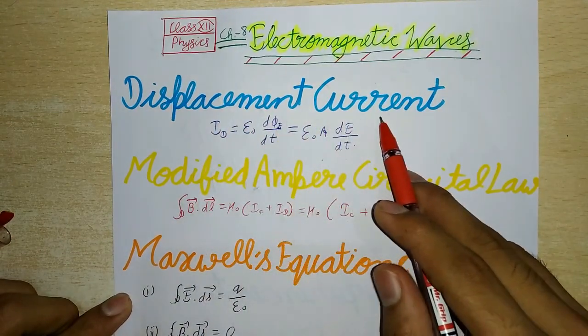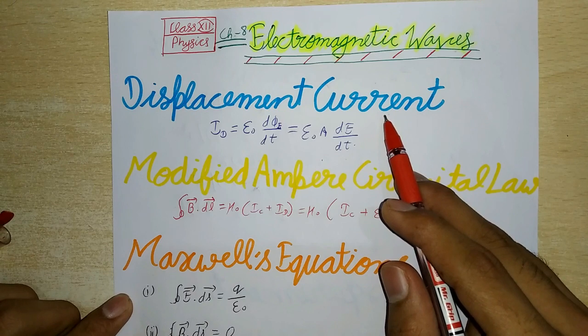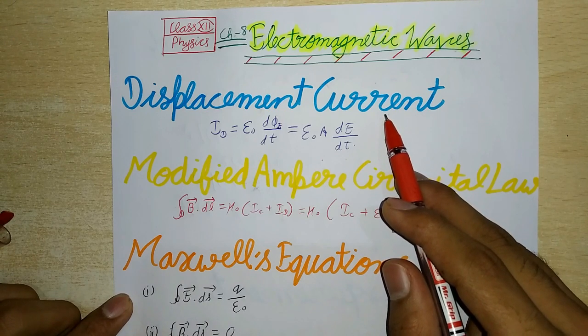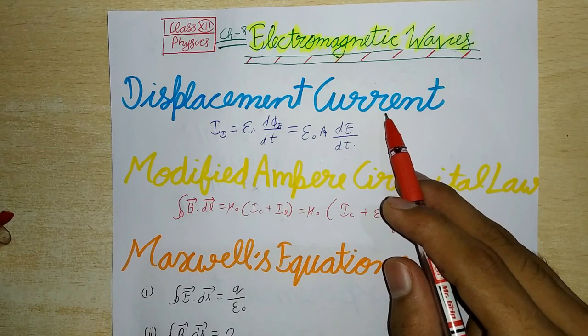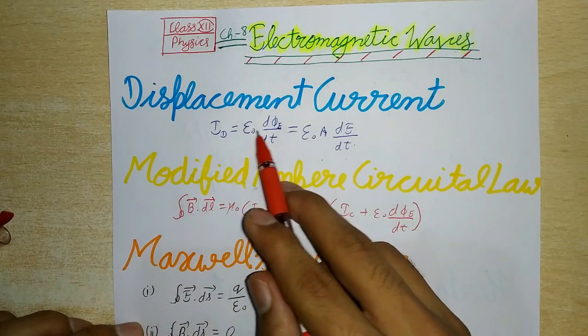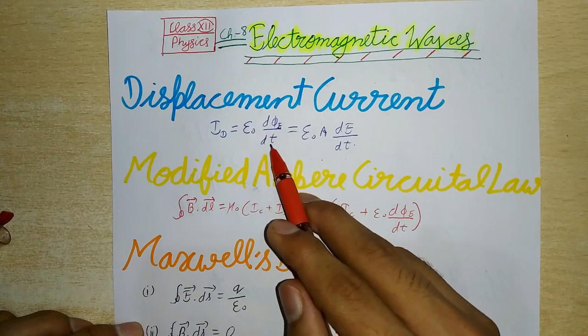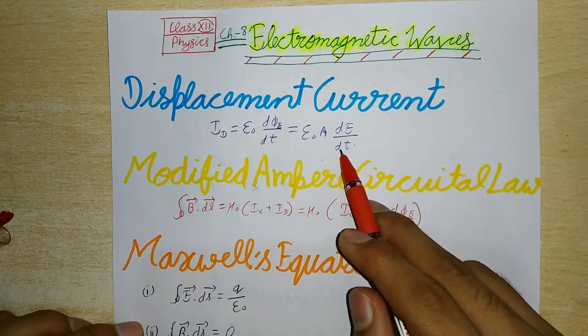So displacement current is that current which comes into existence whenever the electric field, and hence the electric flux, changes with time. It is equal to epsilon naught times the rate of change of the electric flux through a given surface. Its expression is I_d equals epsilon naught d phi_E upon dt, which equals epsilon naught A dE upon dt.